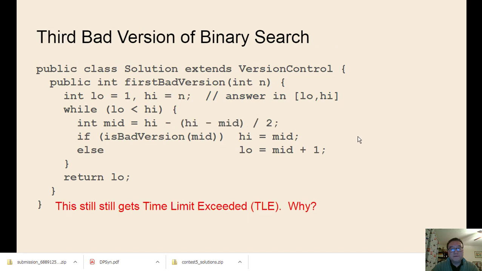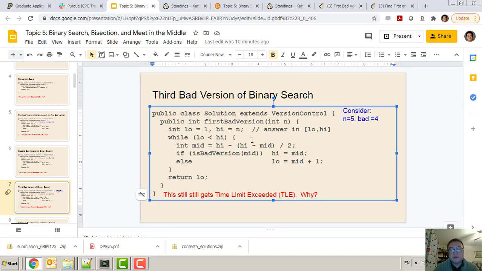So this is a third version, and as I said, it's still a bad version. So instead of doing high plus low over 2, I first compute high minus low over 2, and then I add that value to low. And this is guaranteed to not overflow because, no, actually this doesn't make sense. It should be high minus low over 2.